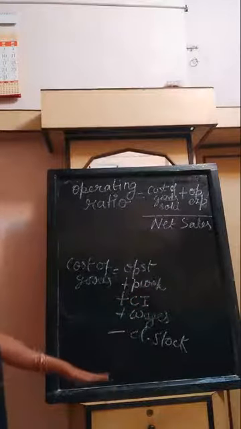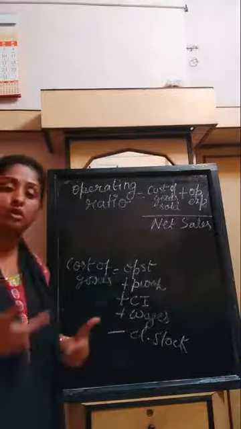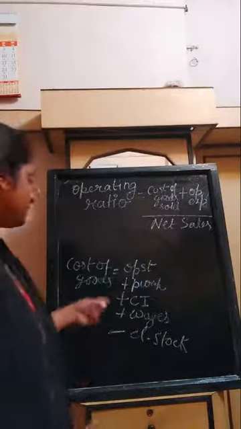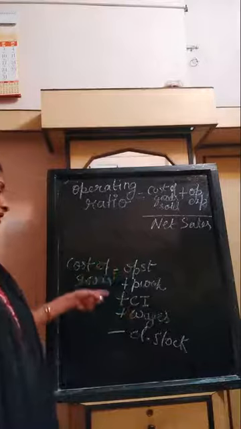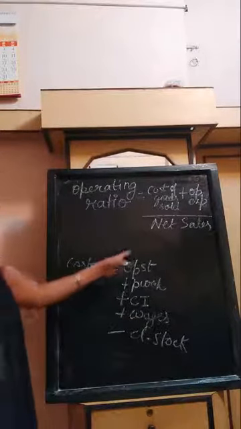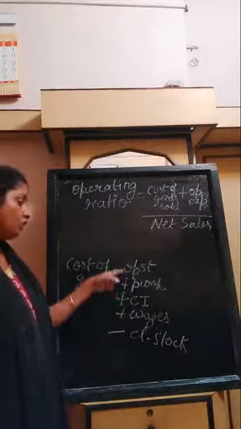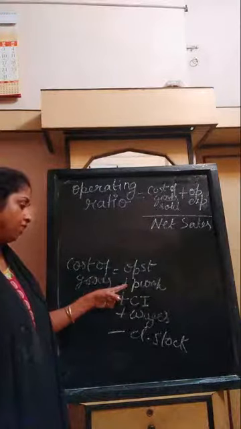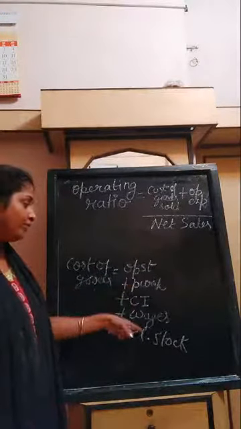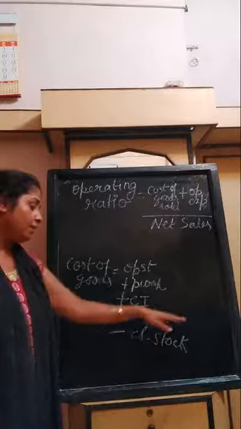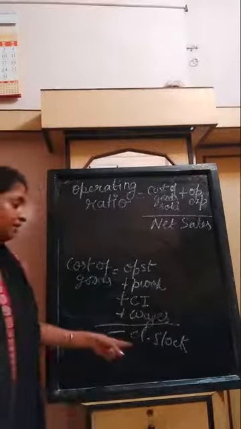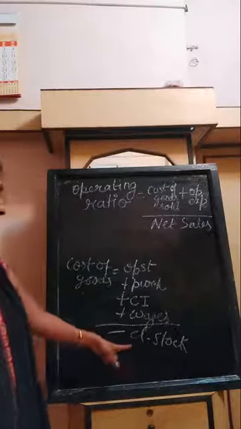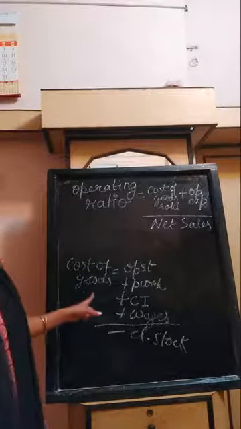I have told you earlier also, while teaching the stock turnover ratio, that we can get cost of goods sold from the trading account. If we add the direct expenses, that is purchase of raw material, carriage inward, wages, with the opening stock, and from that sum we deduct the closing stock, we get the cost of goods sold.